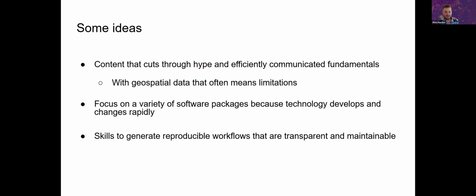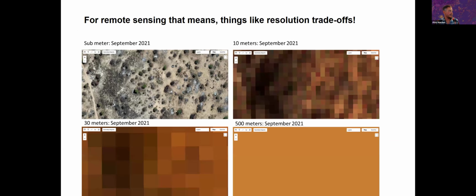And I think with geospatial data, that often means limitations. So you're able to map out land surface change across the whole world. Well, what are the limitations involved there? And then some other, less specific things: allowing for flexibility with software packages to be able to keep up with rapidly changing technology, and the importance of reproducible workflows that are transparent and maintainable, things like that.